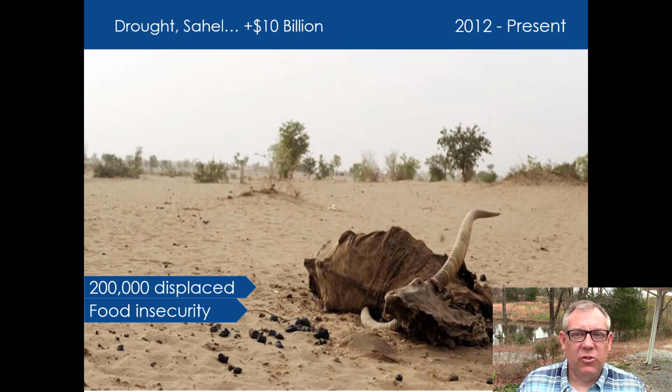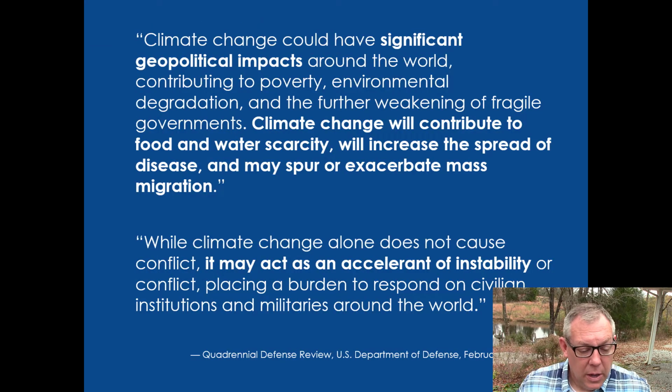And again, these are just different examples of potential ideas of what could happen with global warming. Food insecurity, 200,000 displaced because of food insecurity, because of droughts and crop failure. This is from the U.S. Department of Defense. Climate change could have significant geopolitical impacts. It will contribute to food and water scarcity, increase the spread of disease, and exacerbate mass migration.